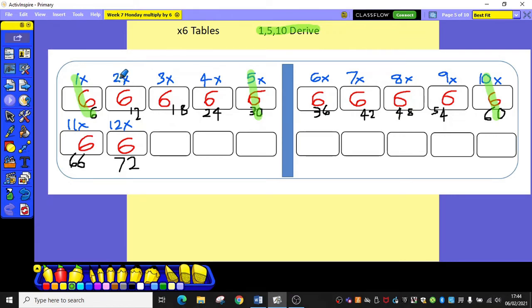For example, 2 times 6 is just 6 more, isn't it? Okay, so another very easy one. And 4 times 6, if I forget that, I could just do 2 times 6 is 12, double it to get 24. I could look at 10 times 6 is 60, add 2 times 6, which is 12, which gives me my 12 times 6. So there's different ways of using the tables we know to help us get to those that we can't quite remember.